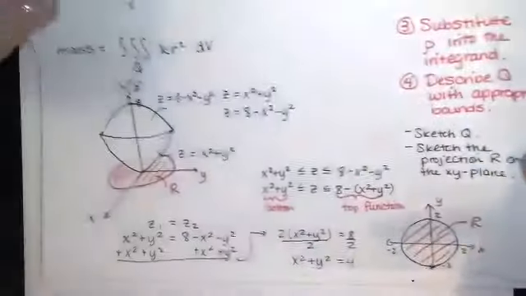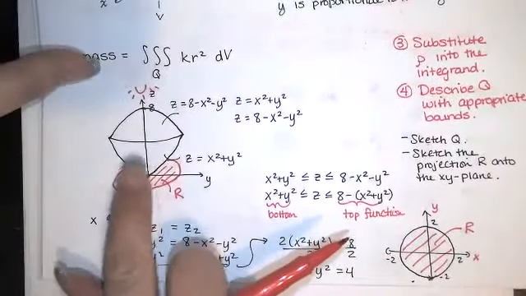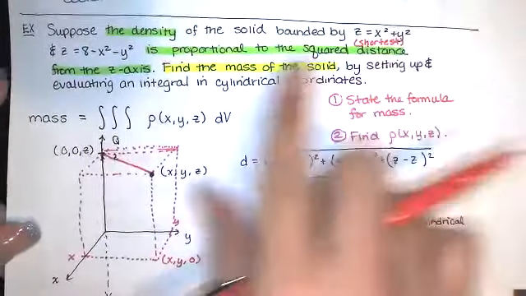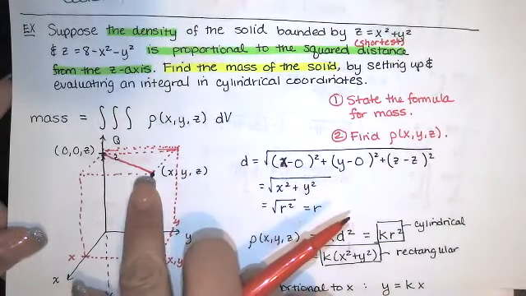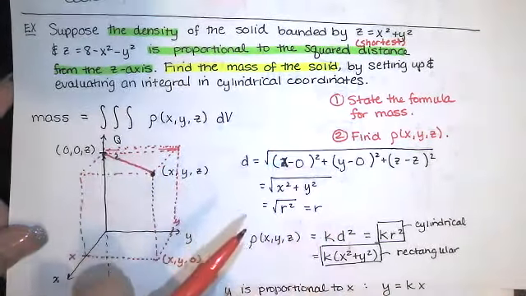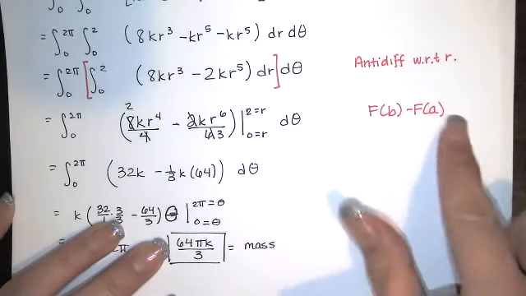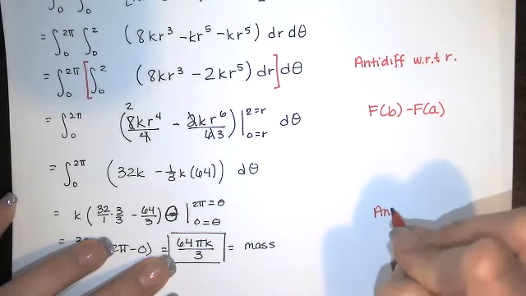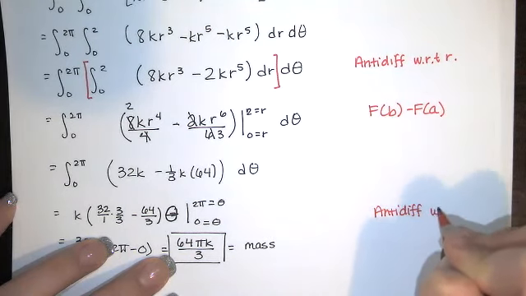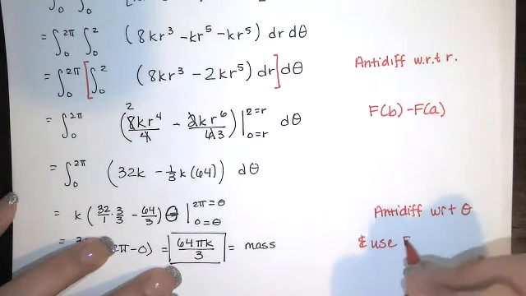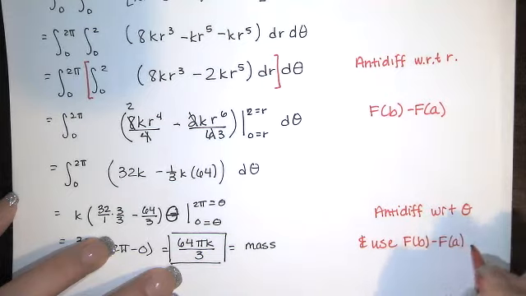surfaces. Let's go back to this picture. It's the mass of this solid that lies between these two surfaces, provided that the density is proportional to the squared distance between any point within this solid and the z-axis. Okay, and what did we do at the end? We anti-differentiated with respect to r and used the fundamental theorem, and then here we anti-differentiate with respect to theta. And then we use the fundamental theorem and simplify to evaluate it.